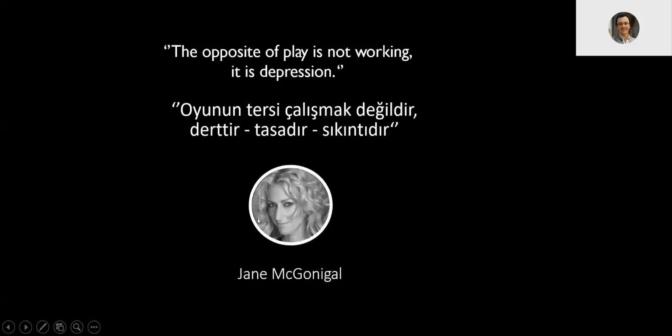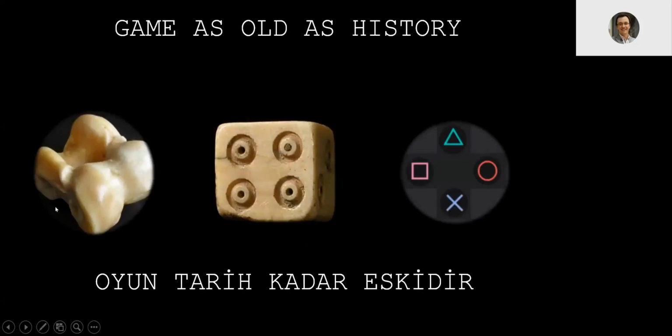What Jane McGonigal says is that the opposite of play is not work, it is depression. I highly agree, 100%. I would like to sign that as a contract. The opposite of play is not work. You might say the opposite of play is hate. No, it is depression. If it is good to work like play, how can we implement these play things inside our working life?